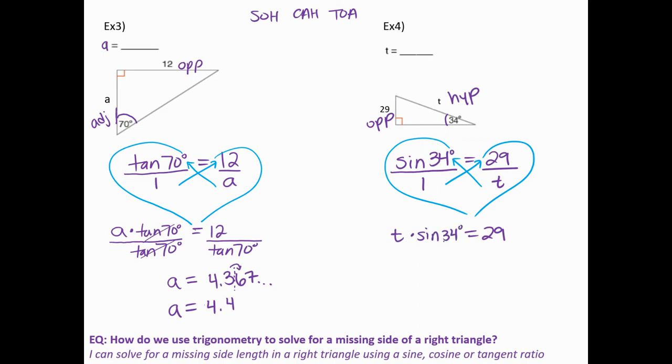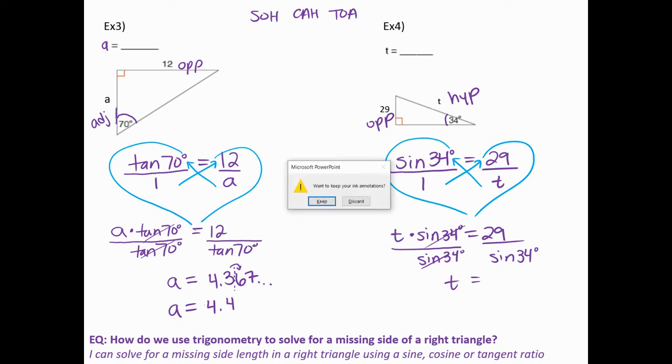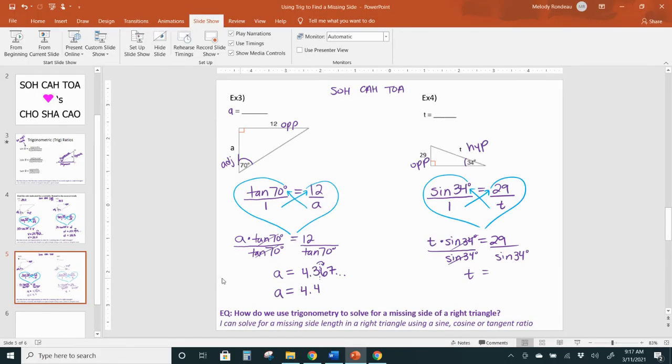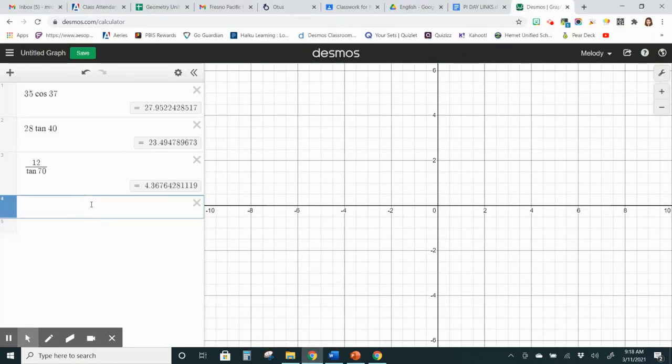And then again, I want T by itself, so I'm going to divide both sides by the sine I'm trying to get rid of. And I'm dividing because it was multiply. So divide both sides by sine, and that's going to cancel out. So I'm going to be looking to type into my calculator here 29 divided by, it's important, sine 34. So 29 divided by sine 34.